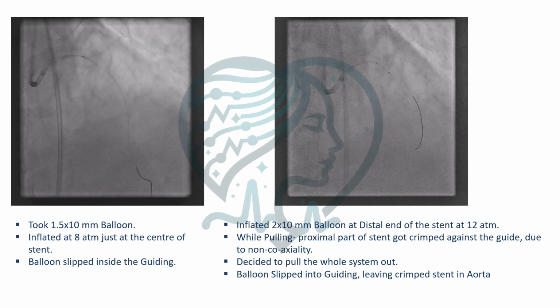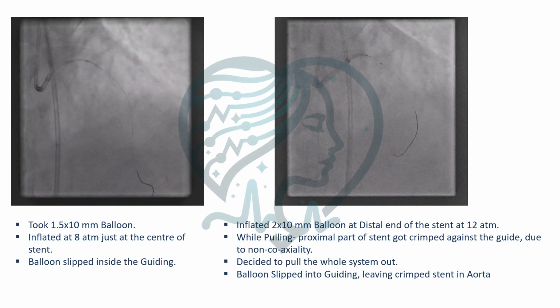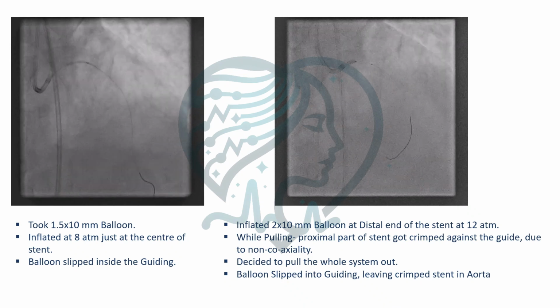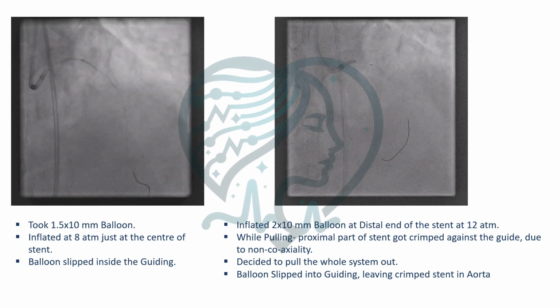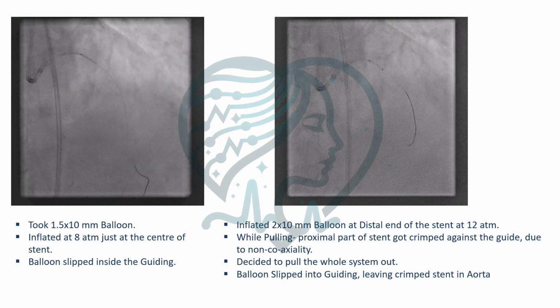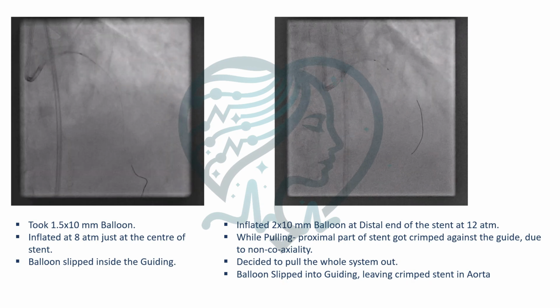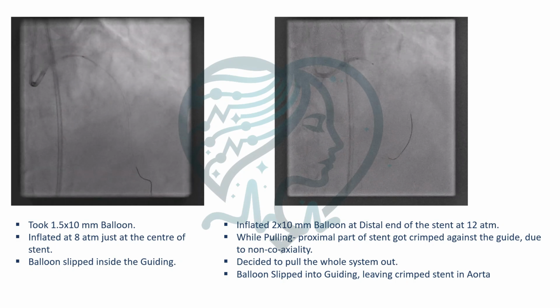So first I took a small 1.5 into 10 balloon, inflated at a nominal pressure at the center of the stent. However, the balloon slipped inside the guiding. I could not retrieve the stent. Then I decided to take a larger balloon, put it at the distal end of the stent, and inflated it above the nominal pressure, and while pulling, the proximal part of the stent got crimped against the guide, likely due to non-coaxiality. So I decided to pull the whole system out, but the balloon slipped into the guiding again, leaving the crimped stent in the aorta.